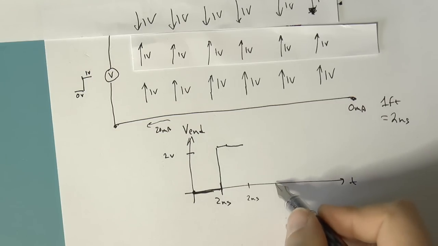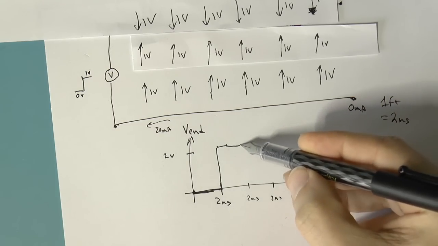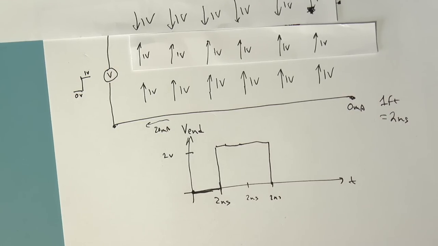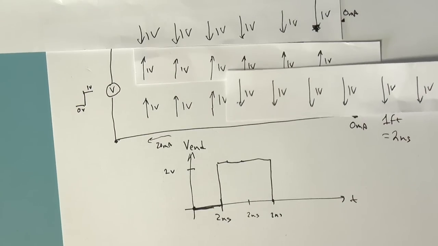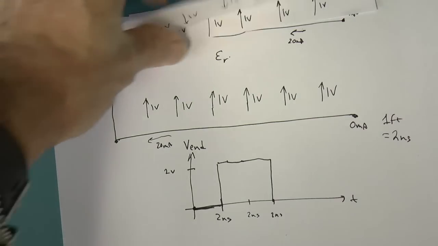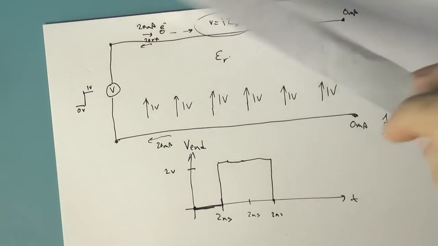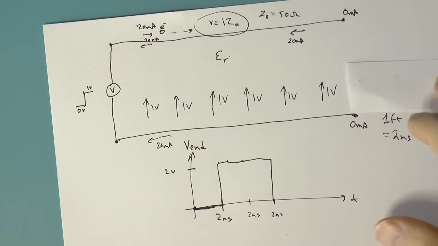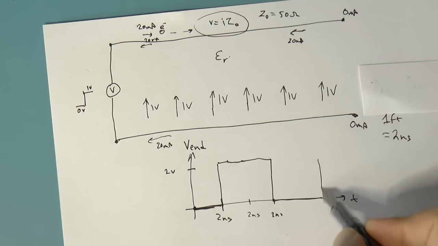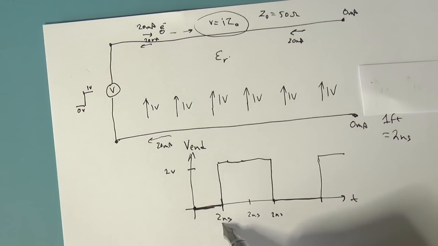So we see 0 volts at the end of the transmission line. So let's draw that out. So here's another 2 nanoseconds, and now the transmission line at the end goes back down to zero. And that pattern is going to repeat because now this wave travels back, takes 2 nanoseconds, and then we're back to this situation where this wave takes another 2 nanoseconds to get to the end, and so on and so forth. So 4 nanoseconds here, and so on. So there's 2 nanoseconds, this is at 6 nanoseconds, this is at 10 nanoseconds.